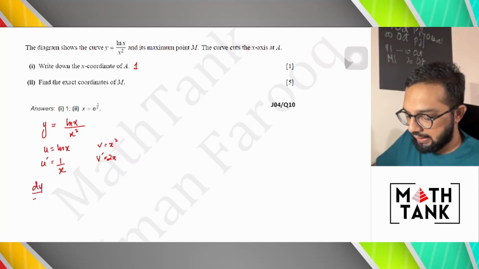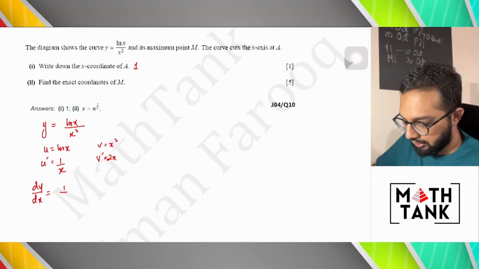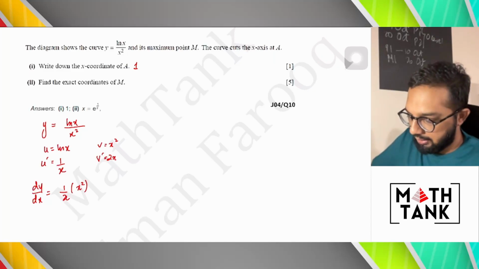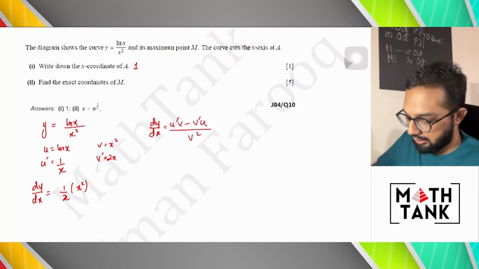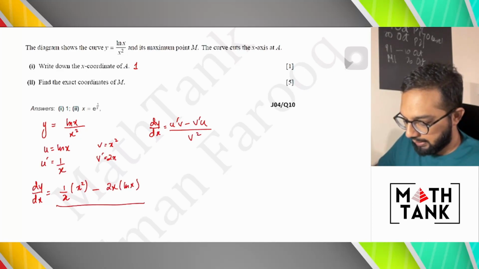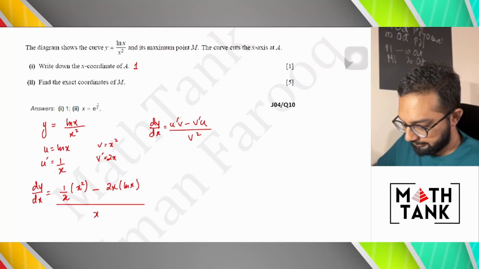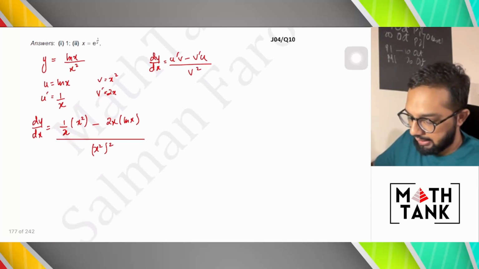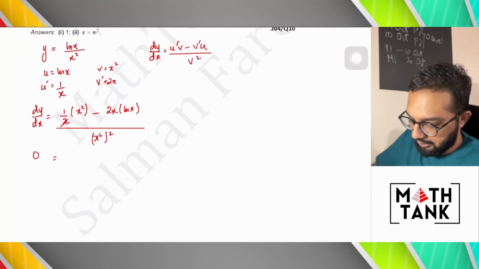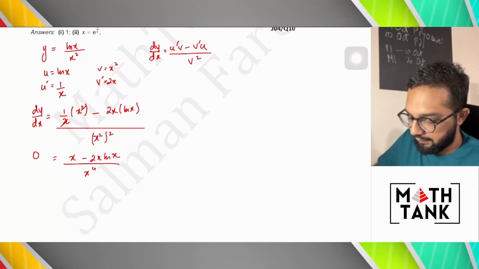Then dy by dx is u dash v. Let me just first write that down so that we don't make a mistake. u dash v minus v dash u over v squared. Again, I'm trying to find a maximum point, therefore dy by dx should equal 0. So I get x minus 2x ln x over x power 4.